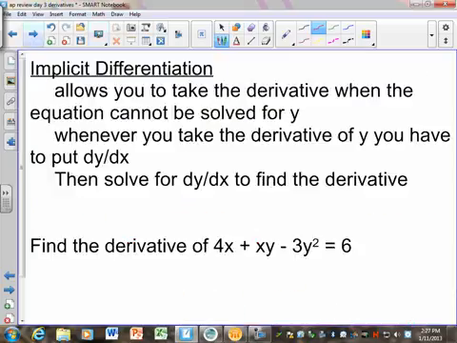All right. What else do we do with derivatives? We also did implicit differentiation, and again, it's something that I could probably guarantee is going to show up on the AP test. Remember that lets you take the derivative when you can't solve for y very easily, and just remember that whenever you take the derivative of y, you have to put dy dx in there, and then you solve for dy dx. And so I think the best way to do this is just to do an example to remind you.